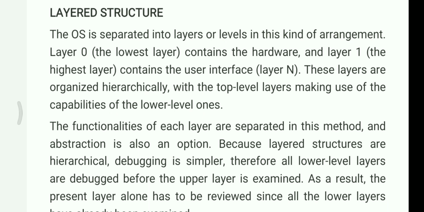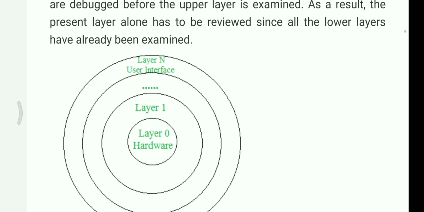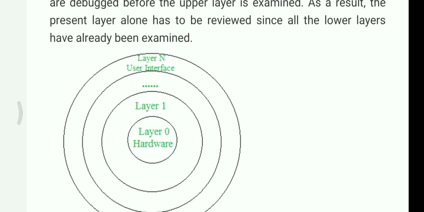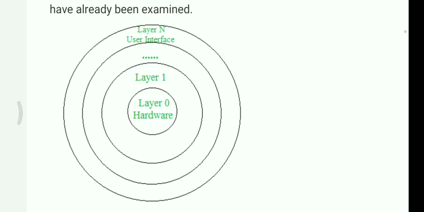Debugging is simpler. Debugging means finding errors and solving them, and this is simple here. The lower level is examined first, before the upper level is examined. The graphical representation of the layer levels is like this: at the lower level, layer 0 contains hardware, and layer 1 to layer n contain the user interface.